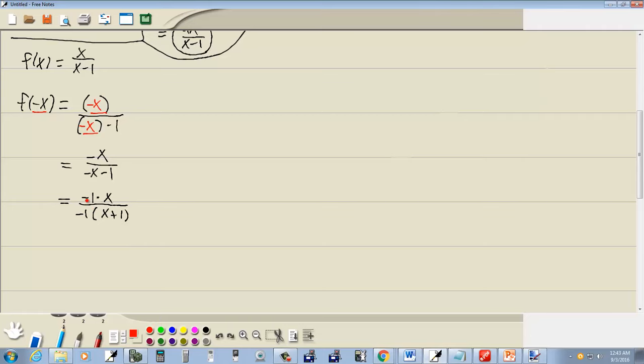At that point, you see that the negative 1s will cancel, and we end up with x over x plus 1. So why in the world do the negative 1s cancel here and the x's don't cancel here? Everything has to be multiplication for you to be able to cancel in a fraction like this. Here we have negative 1 times x, and here we got negative 1 times the parentheses. That's why these negative 1s will cancel. I cannot cancel the x's here because there's a plus, there's addition here. So this would be our answer.